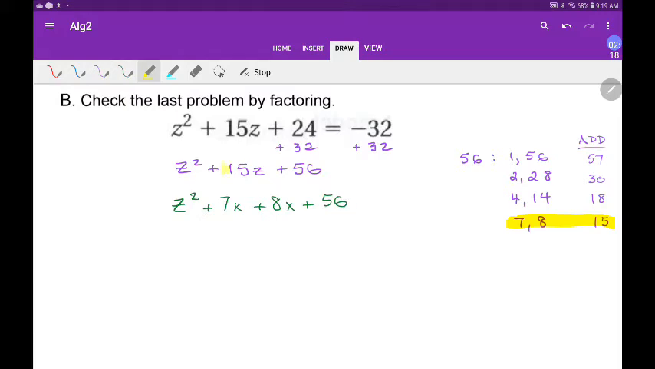And we rewrite the 15. Oh, that's a z, isn't it? And I'm using x. I apologize. It's supposed to be z. So you can see that the 7z and the 8z are the same thing as 15z. I just rewrote it.